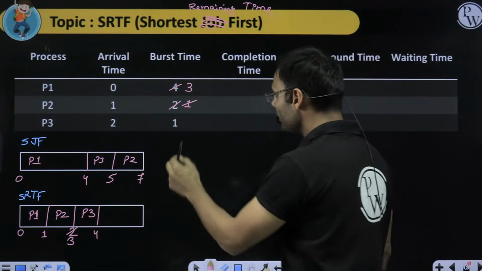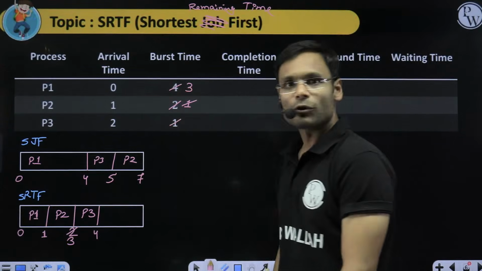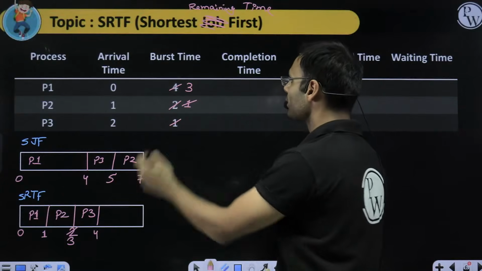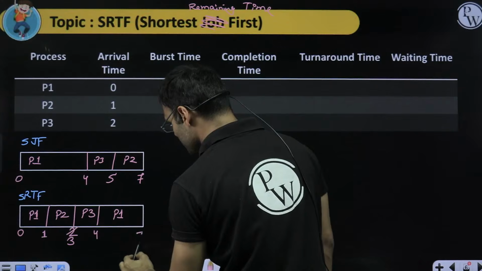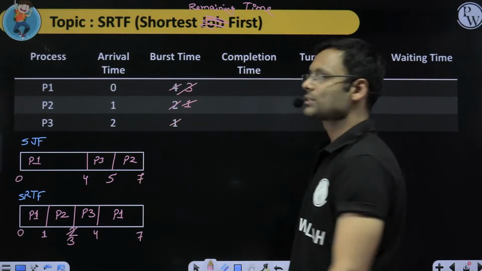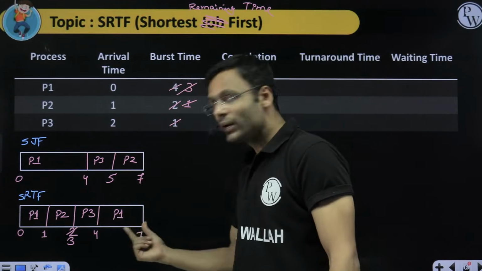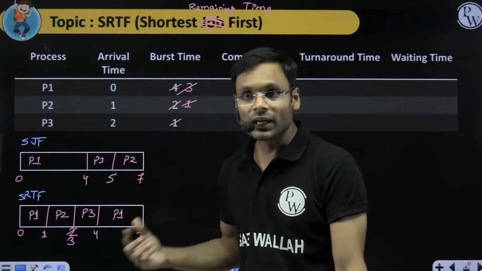Now P3 we will run. Completed for one time unit. Yes. And after that at the end P1 we will run, 4 plus 3, 7. Why 3? Remaining time is 3. Why is there no preemption that we checked here?